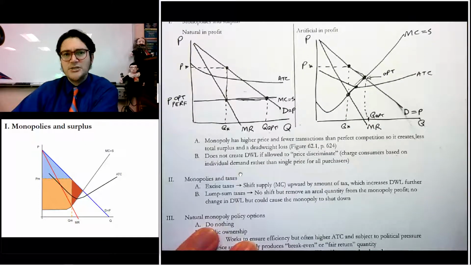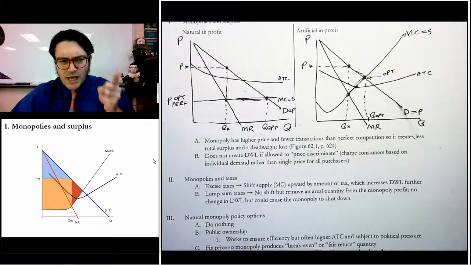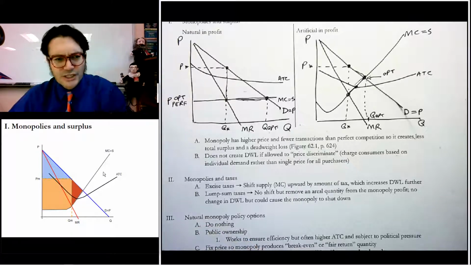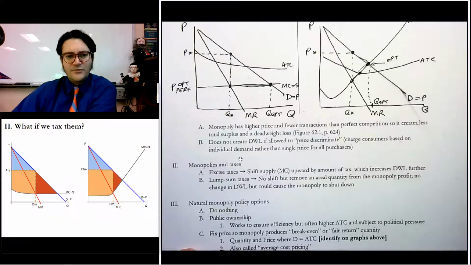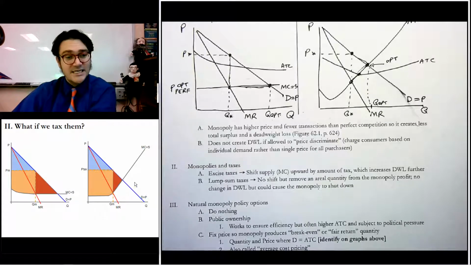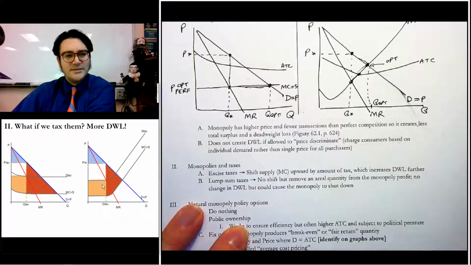That's always the temptation. You go, yeah, we ought to tax those pesky monopolies. They're always taking our money, overcharging. Yeah, let's do it. So what if we tax them? Let's see what would happen. If we put a per unit tax in, it's going to cause the two supply curves to shift up by the amount of the tax. So look at what happens to the deadweight loss and the price that the buyers pay.